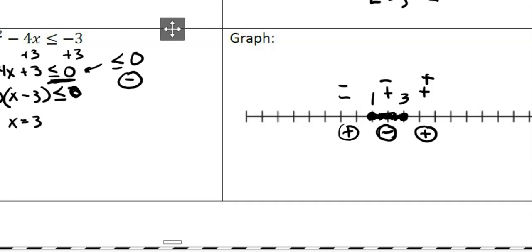And then for our interval notation, it starts at 1 on the left, and then goes to 3 on the right. Brackets in both places to show that they are equal. And that's how we do it.